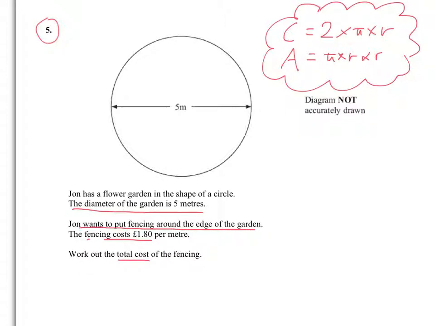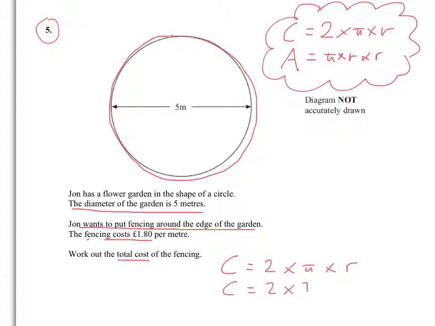So I'm going to need to know the distance around the edge of the garden if I'm going to work out the cost. Well, that distance there that I've just sort of marked on in red, that's the circumference, isn't it? So we need to do the circumference is 2 times pi times the radius, and the radius here is 2.5. So circumference equals 2 times 3.14 times 2.5.